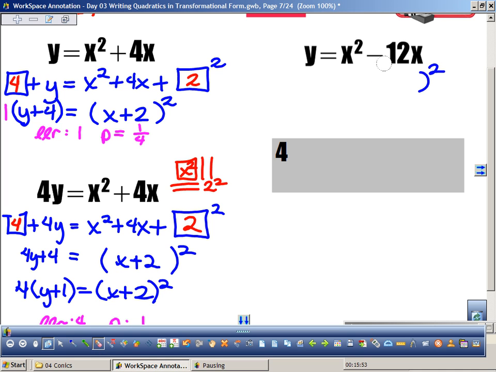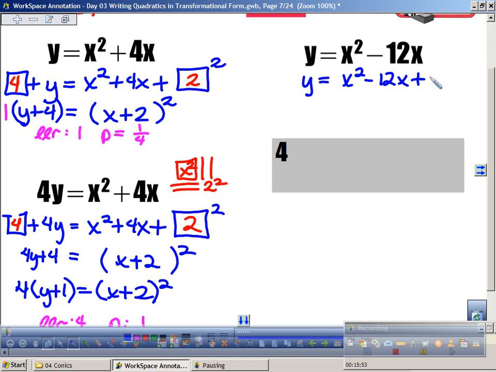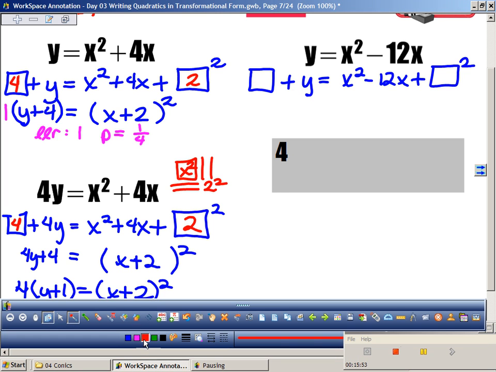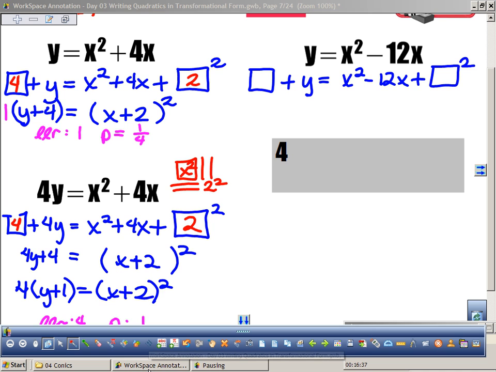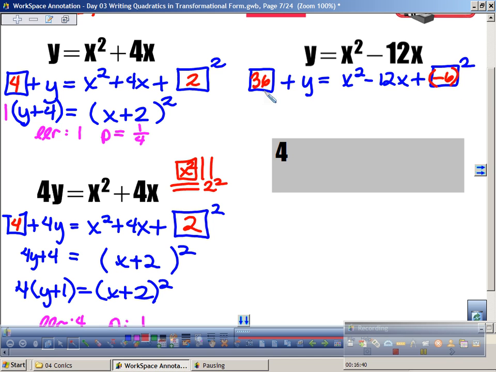I'm going to back up, so some of you aren't ready for that. So I'm going to say y equals x squared minus 12x plus something squared is going to complete the square. And I'm going to have to add that something on the other side as well. In order to complete the square, I would take 12x's and cut them in half. That would be -6 squared, which makes 36.